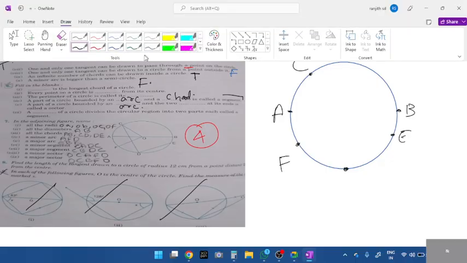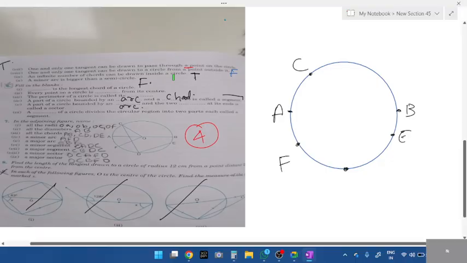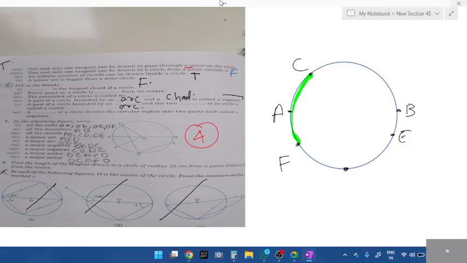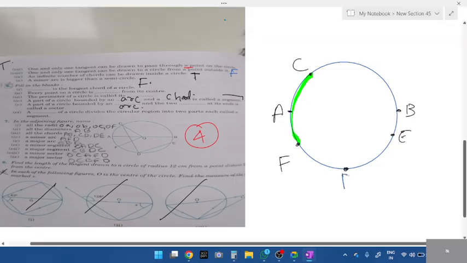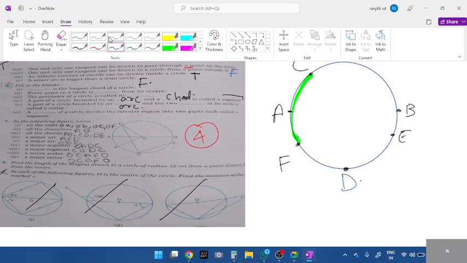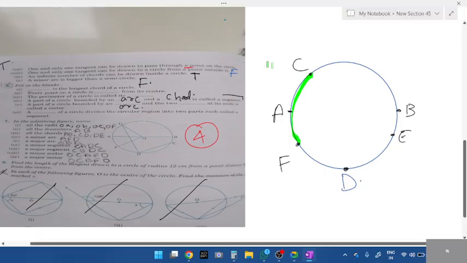Take any 3 points, students. Take any 3 points so that the arc becomes big. Which 3 points shall I take? See, let me take CAF. Which is greater, CAF, D? Okay. If I take CAF, the next arc will be CB.